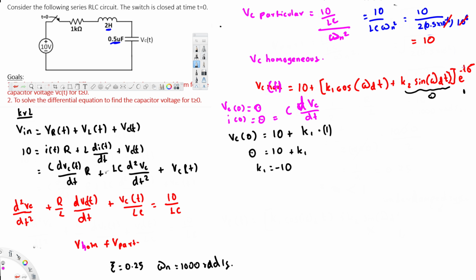If we multiply this e to the power negative sigma t with this one, it gives us Vc of t equal to 10 plus k1 e to the power negative sigma t times cos omega d t, plus k2 e to the power negative sigma t times sine omega d t.